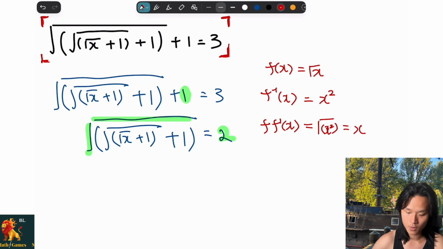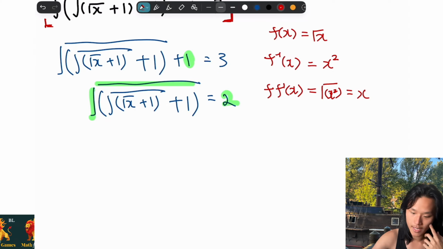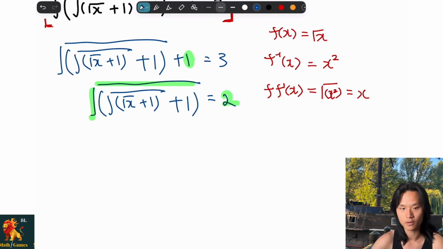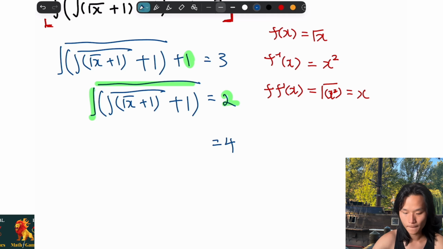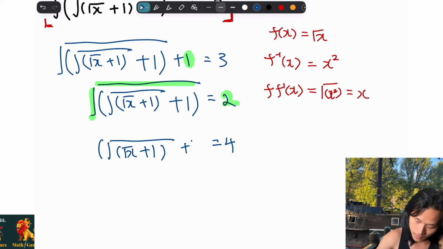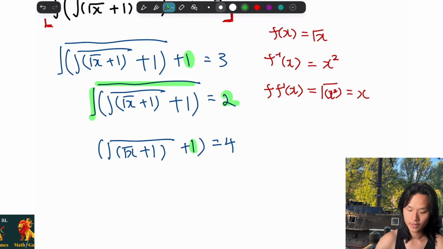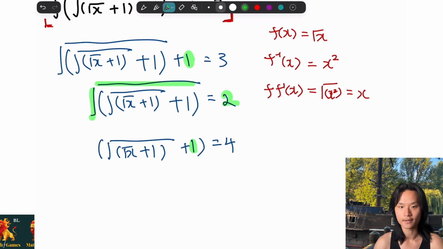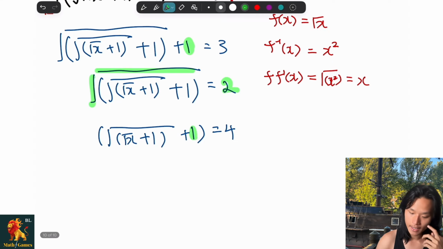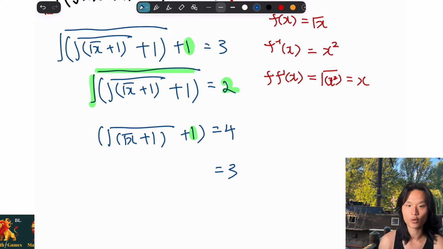So when we square both sides, we have 2 squared, which is just 2 times 2, so that is 4. Now we are left with just this. At this point, once again, notice that the 1 here is outside of the square root. So once again, we can take 1 to the right hand side, and that gives us the number 3, because 4 minus 1 is 3.